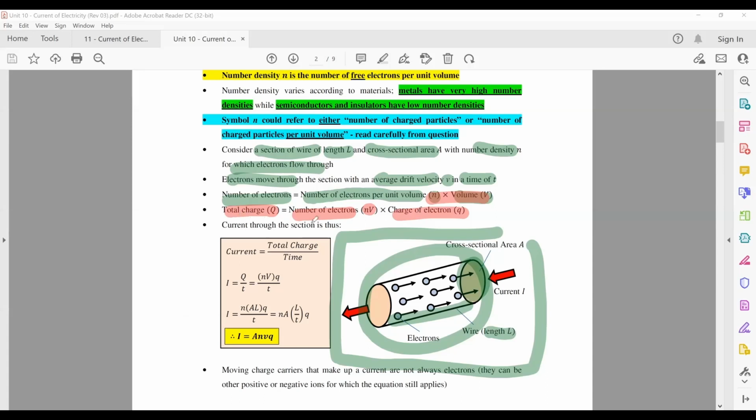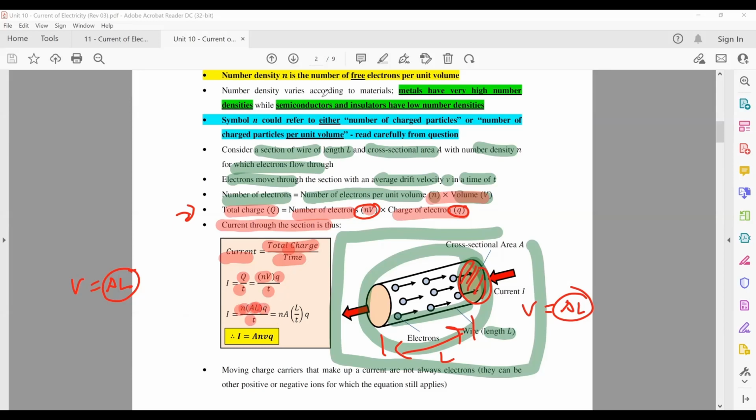If you want to find out the current through this section, current, as I mentioned, is your total charge divided by time. Total charge Q divided by t. Your total charge is given here already: number of electrons nV multiplied by q. That's why you get nVq divided by t. And volume is area times length. If you take the cross-sectional area A, multiply with the length, volume is the product of area times length. So V can be expanded to become AL. So you get n times AL times q divided by t.